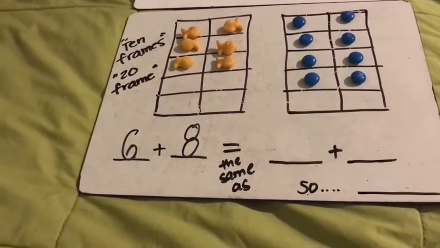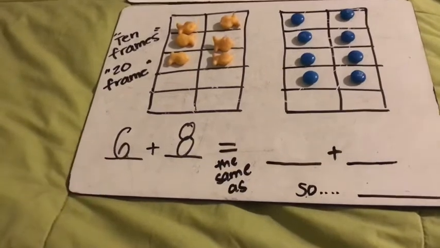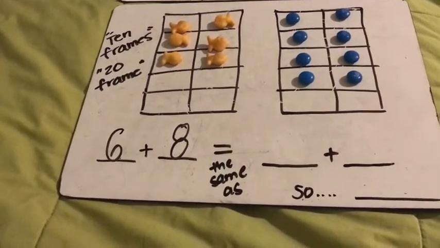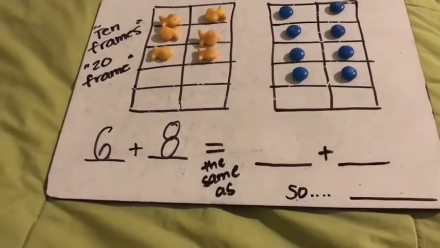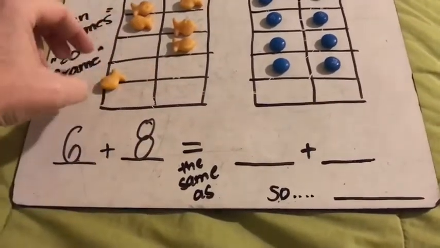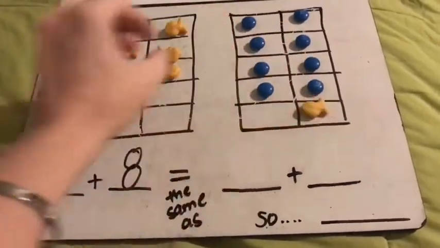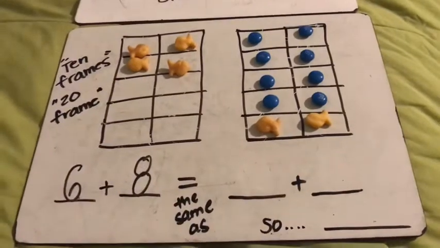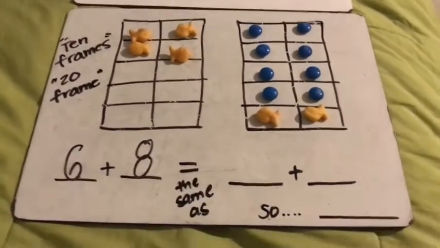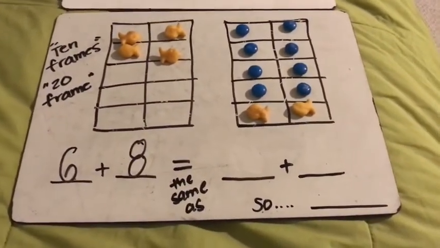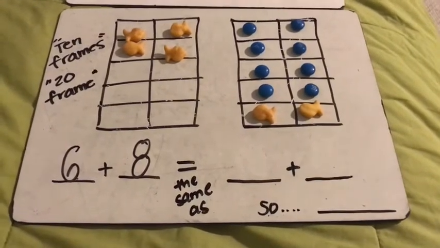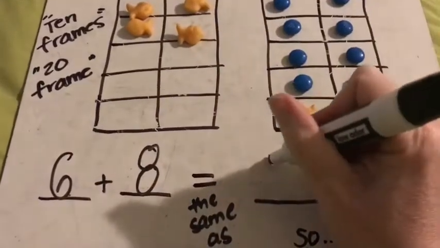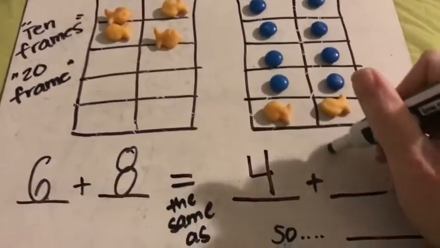How can I make 10? Which of these numbers, 6 or 8, is closer to 10? Well, 8 is closer to 10. How much more would I need to make it 10? Well, I see 2 spaces here, so I would need 2 more. So if I shift 2 of my fishies over here to make 10, I don't have more fish or less fish. I still have the same number of manipulatives on my board, but I've changed it into an easier equivalent problem, because now I'm not seeing 6 and 8. Now I'm seeing 4 and 10.